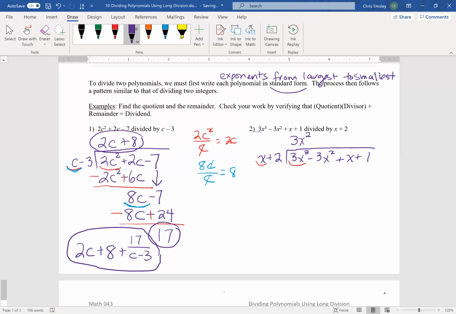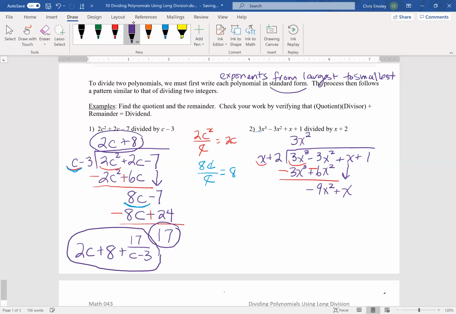Multiply down, so take the 3x squared on top and distribute it into your divisor. So we get 3x cubed plus 6x squared. Now we're going to subtract, so you draw the line and change the sign. The first two terms zero out. The next two, we get a minus 3x squared minus 6x squared, so that's -9x squared. Drop down your next term, and we're ready to start that whole process all over again.